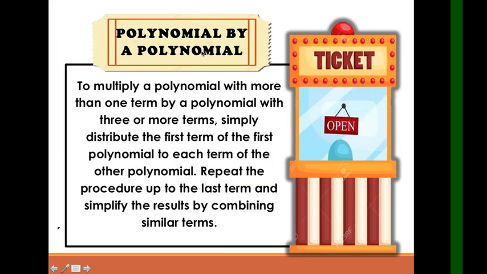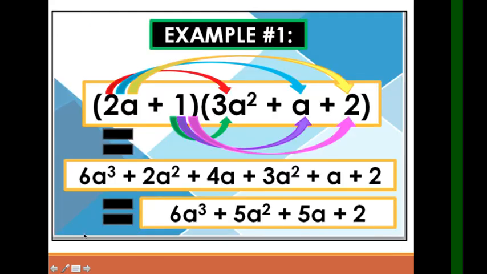Finally, polynomial by a polynomial. To multiply a polynomial with more than one term by a polynomial with three or more terms, simply distribute the term, or the first term of the first polynomial, to each term of the other polynomial. Repeat the procedure up to the last term and simplify the results by combining similar terms. Example. So we have this one. This is a binomial and then this one is a polynomial, or a trinomial. So we just multiply them by distribution.